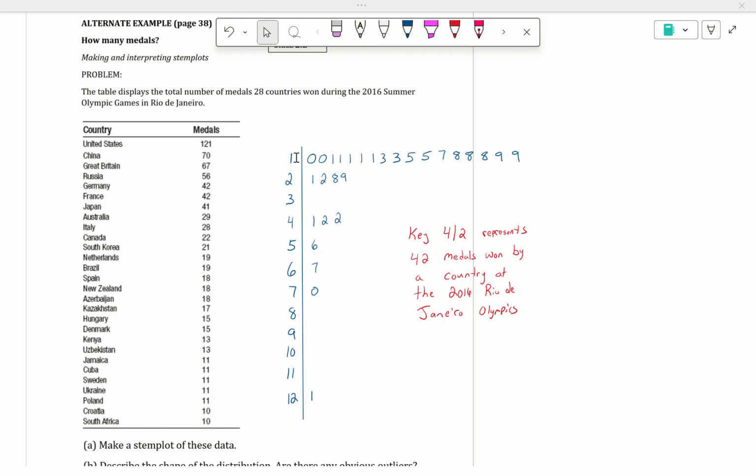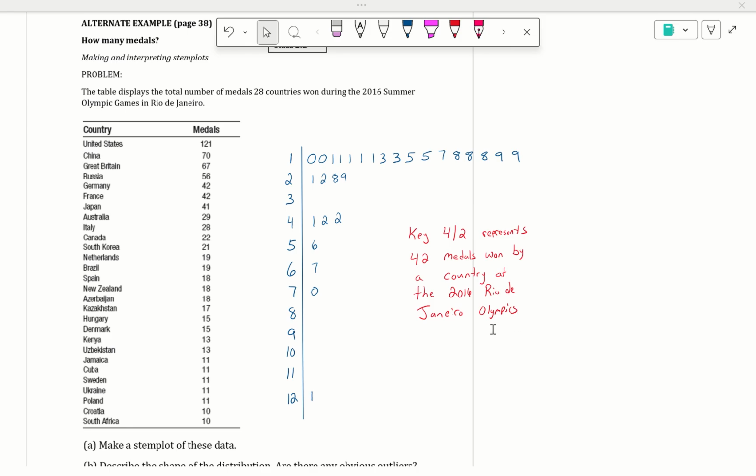So remember with the stem plot, we want to go with the smallest values on the top and then work our way down. So 1, 2, 3, 4. This is our stem. Remember the leaf is always the final digit. So with 10, 1, 0, that's 10. 11, 1, 1, that's 11. So our key here, 4, 2 represents 42 medals won by a country at the 2016 Rio de Janeiro Olympics.